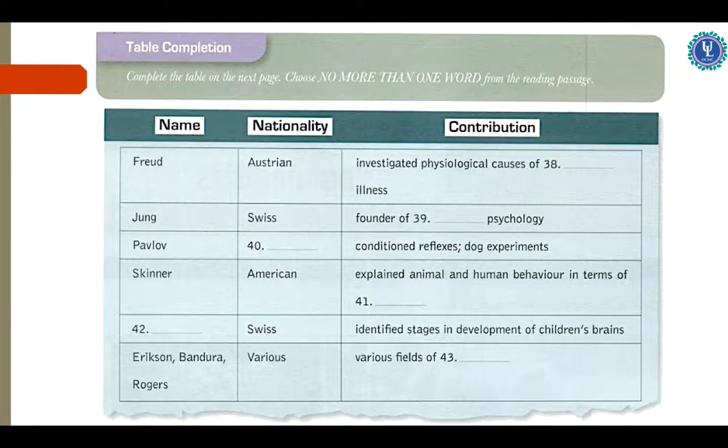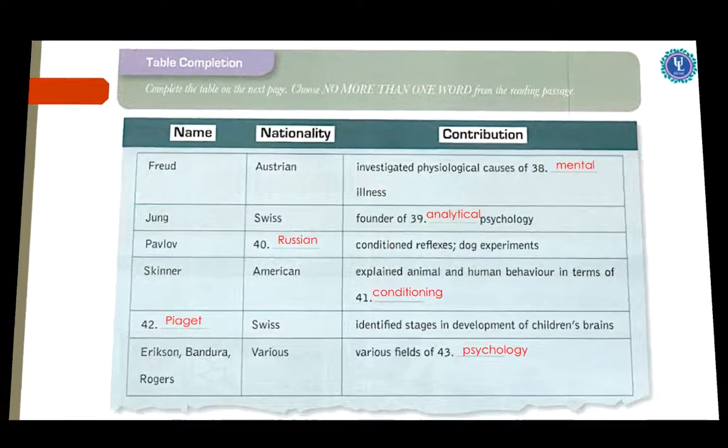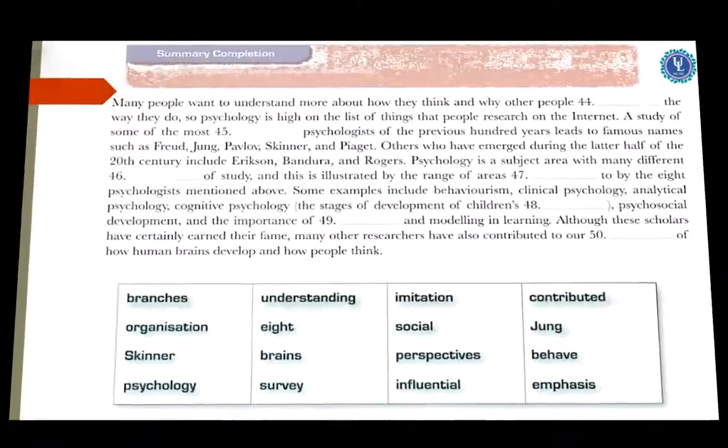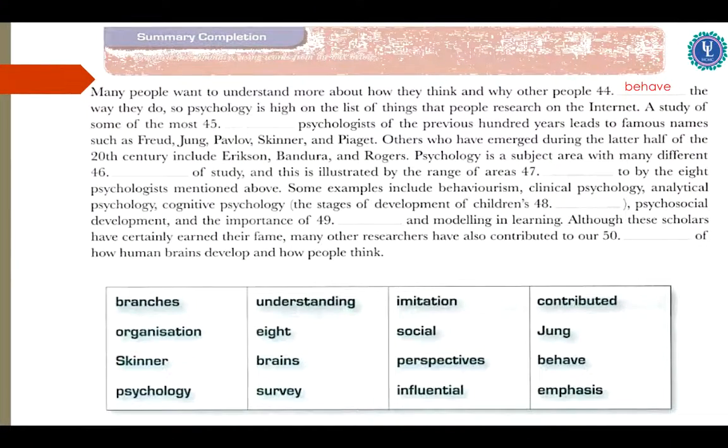Table and summary completion. So you need to read from the beginning to the end. After you identify the keywords, back to the passage, slow down when you see the keywords, and find the missing pieces you need. Okay, summary completion is similar. You have to scan from the beginning to the end.